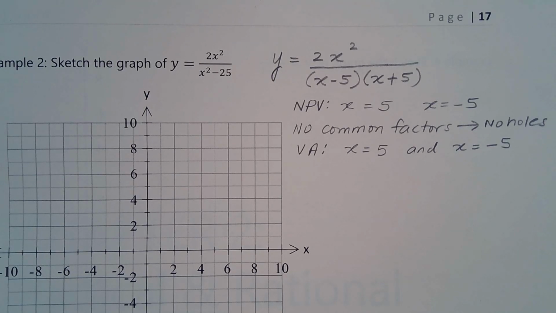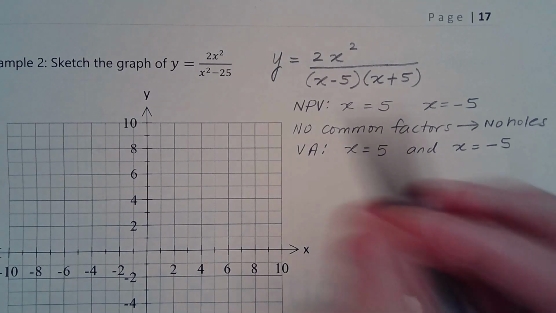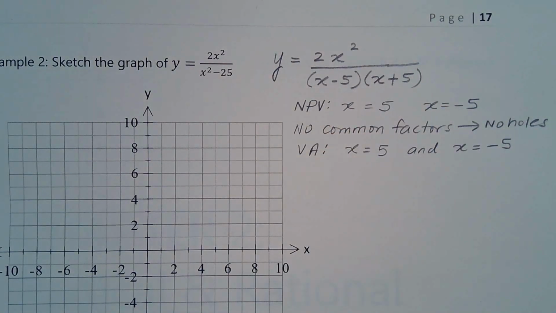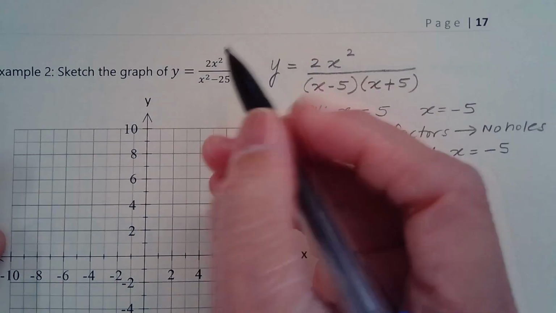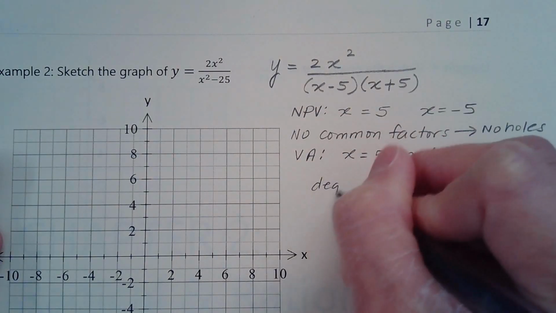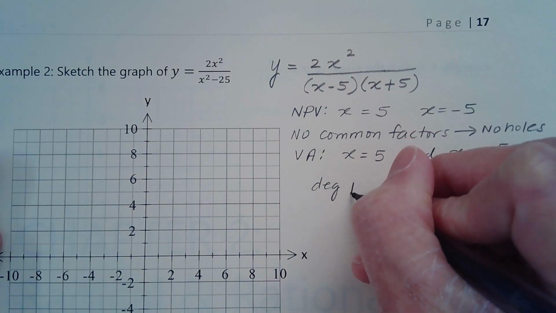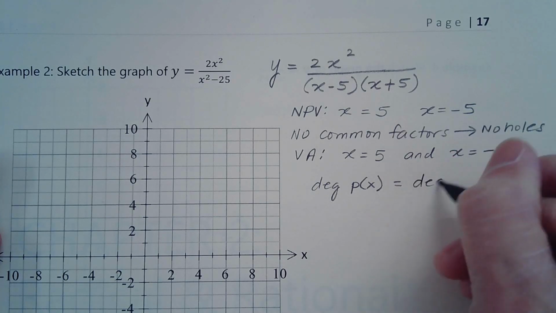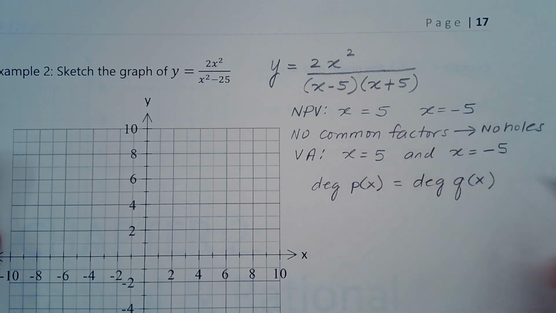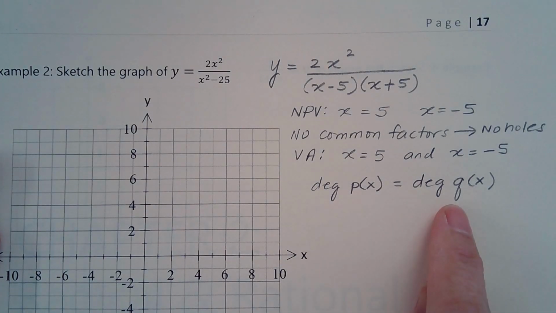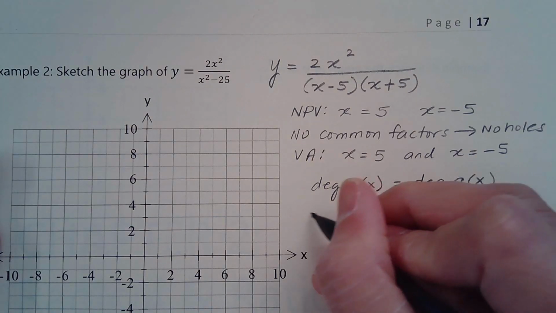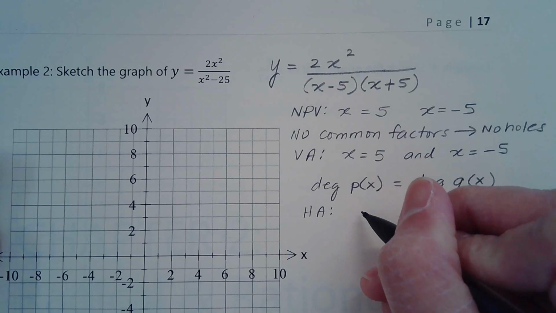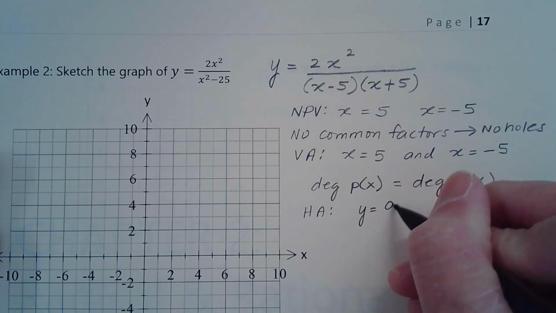Okay, so the next thing that we're going to do is the horizontal asymptote. So how can we figure out the horizontal asymptote? We see that the degree of the numerator, p of x, is equal to the degree of the denominator, q of x. And if this is true, then the horizontal asymptote would be y equals a over b.